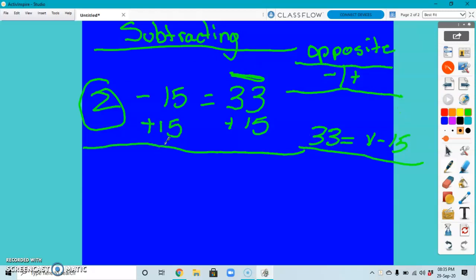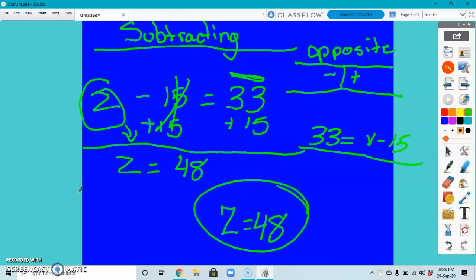Okay? So these two cancel out, and z is going to go down, and 33 plus 15: you add 5 plus 3, which is 8, and 3 plus 1, which is 4, so it's 48. So your answer is z equals 48.